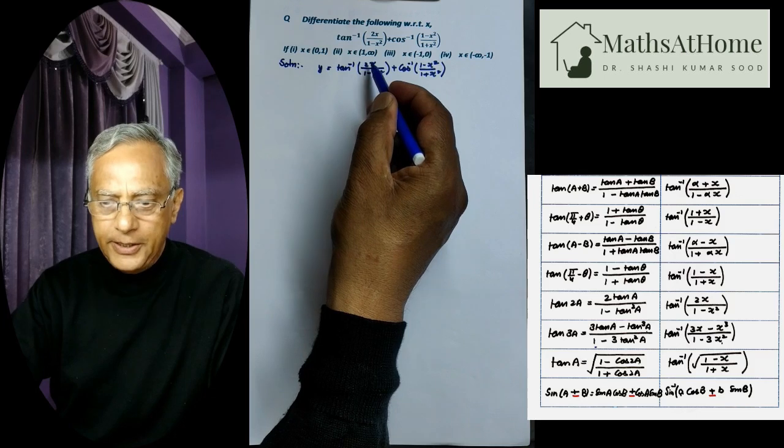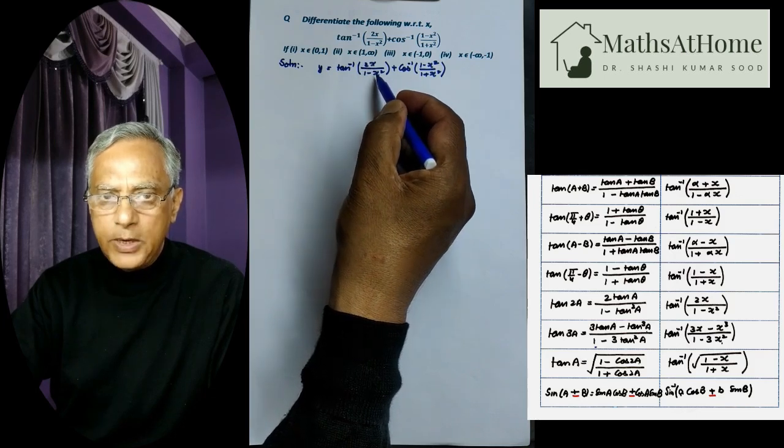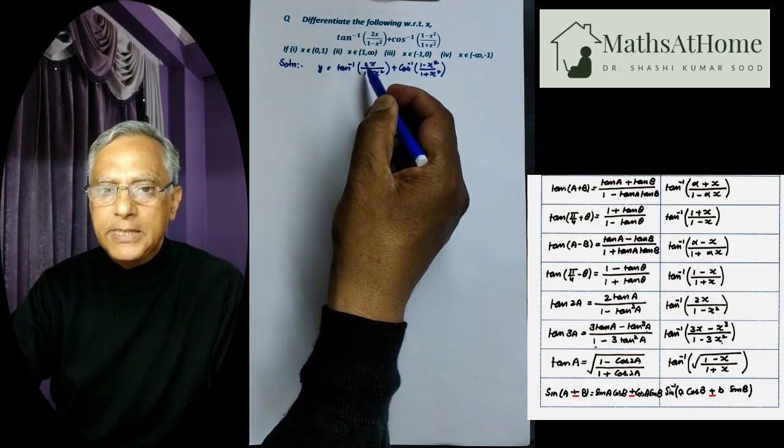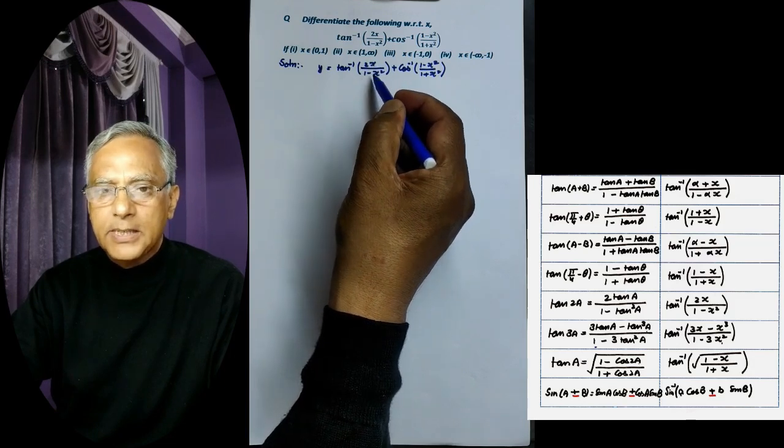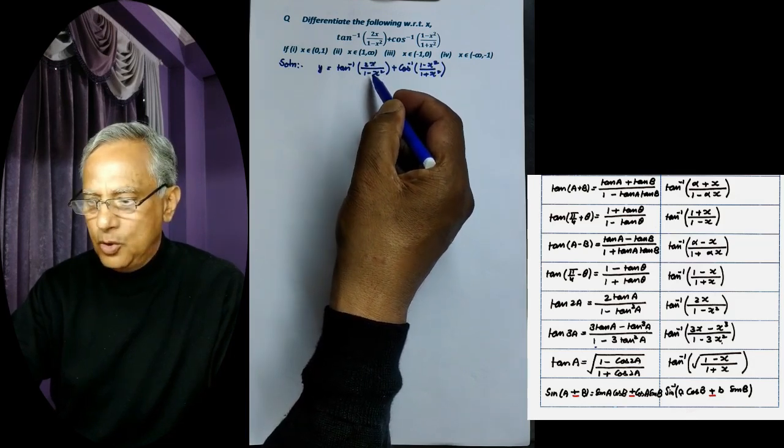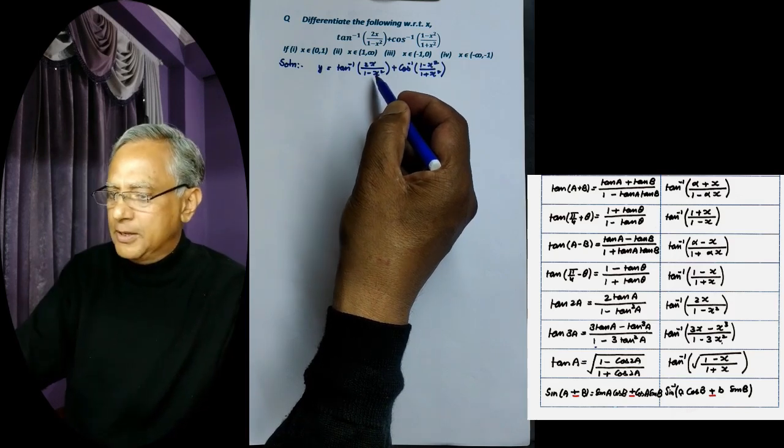We will have tangent a plus tangent a, that is 2 tangent a, over 1 minus tangent a tangent b, that is 1 minus tangent a into tangent a, that is 1 minus tangent square a. You can see this formula on the side sheet.